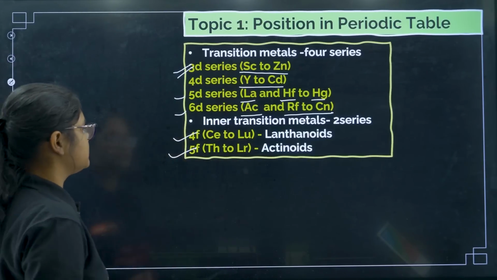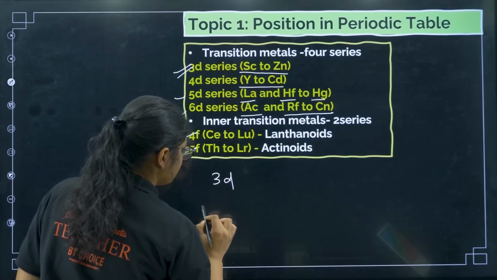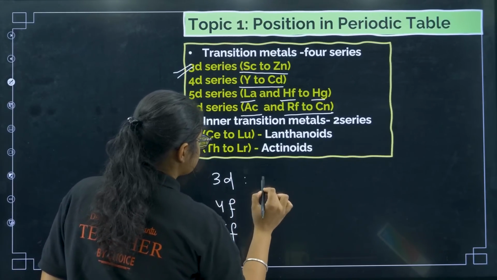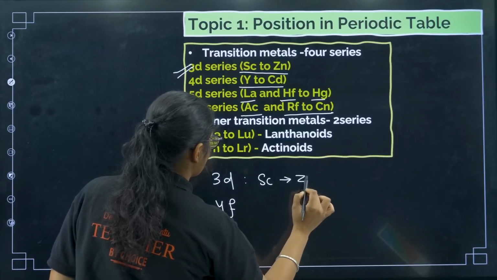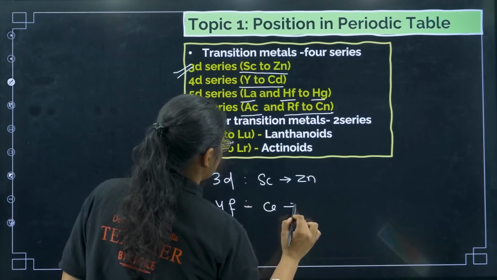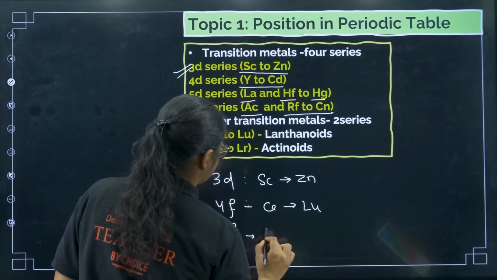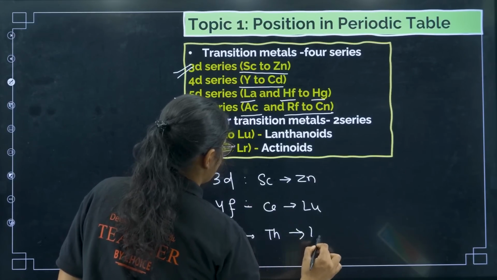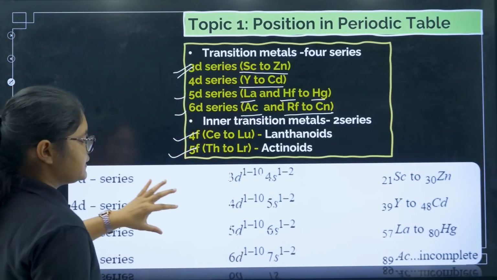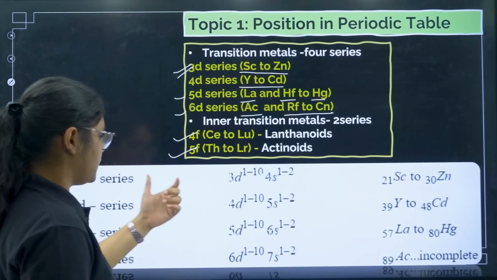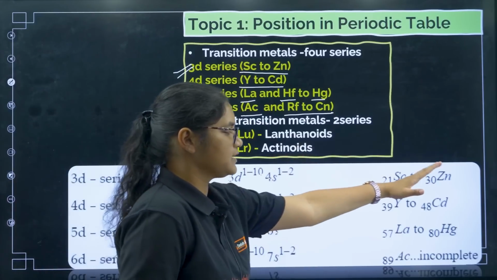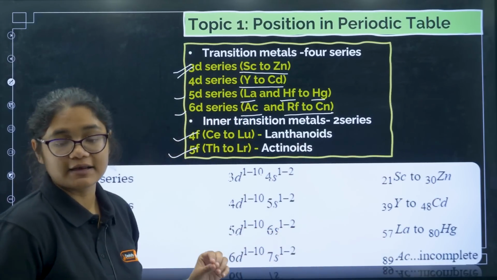So which elements do you have to remember? For 3D, you have to remember scandium to zinc. Then 4f is from cerium to lutetium and 5f is from thorium to lawrencium. Clear? Yes, you can see the elements here. The general electronic configuration is given, and the first and last element of each series is listed.